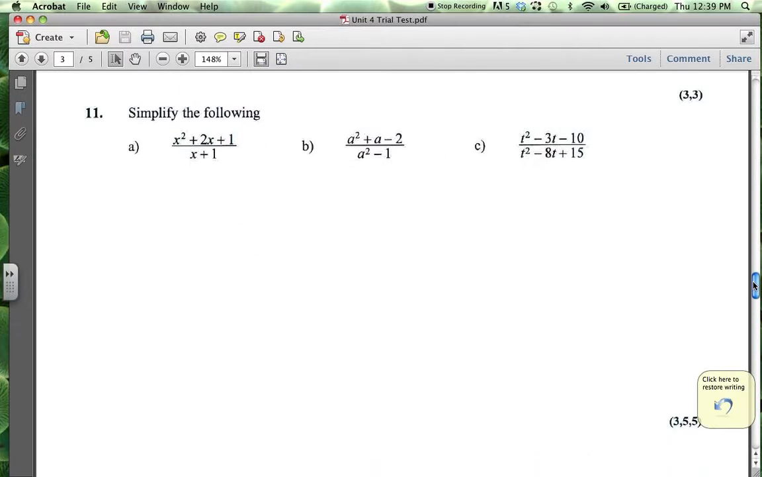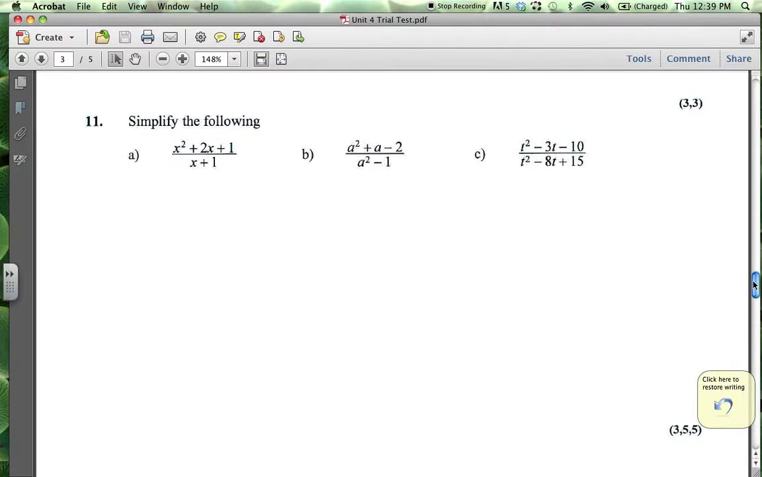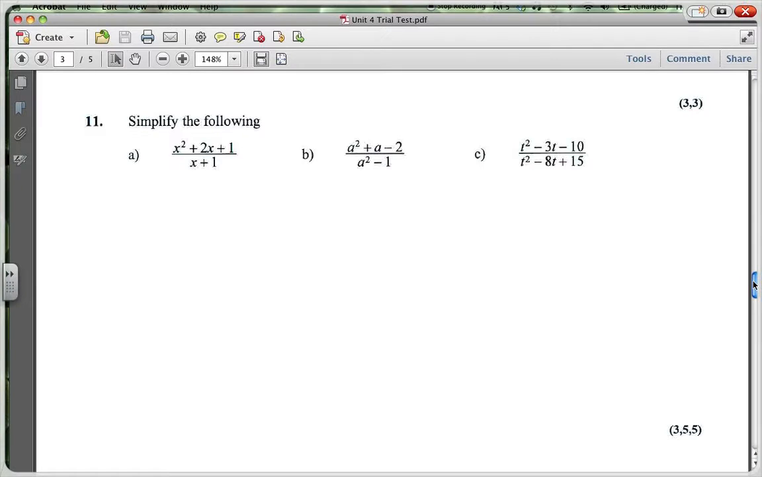Going down to these over here, again the same thing, factorizing first. So my top one, I would think of two numbers that multiply together to equal 1 and add up to equal 2. It's 1 and 1. So I have x plus 1 times x plus 1 over x plus 1. One of those x plus 1s can cancel out and you're left with an x plus 1.